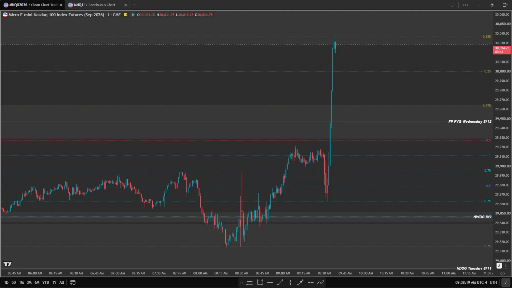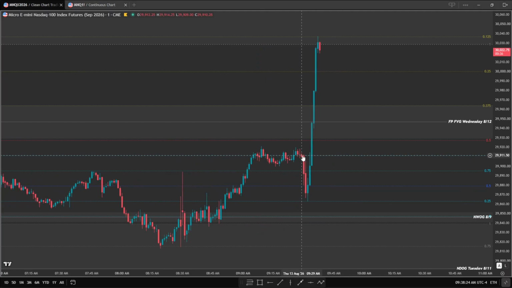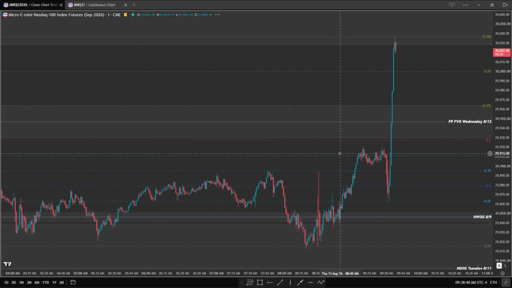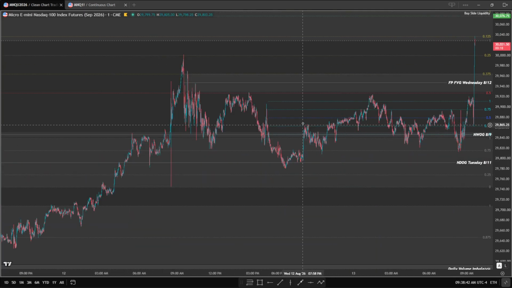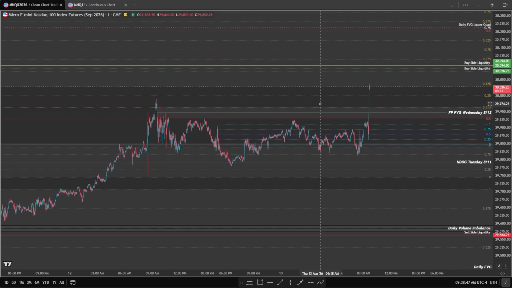Late getting started today, but it doesn't really matter because this is market open. It just came down to the lower quadrant of the new day gap, and then it just ran straight up. This is that daily buy side up here that I've been wanting to target.